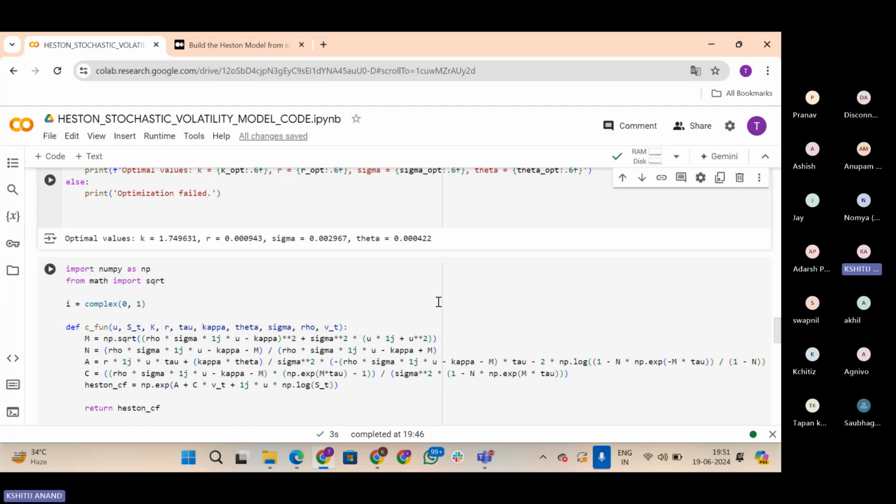This is how you calculate the parameters. This is the calibration technique, one of the techniques, the method of moments. Similarly, you can use other techniques to find the parameters. Okay, got it, everyone? Anyone in the meeting having any doubt?